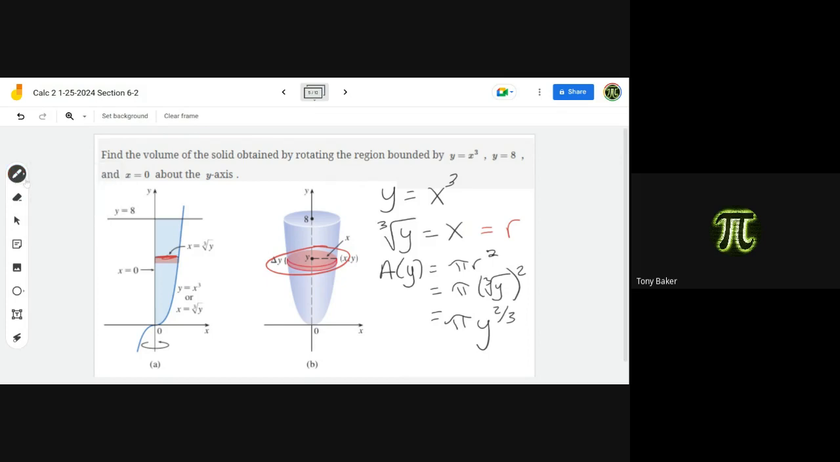Since we're looking in terms of y, we're looking at the y values for my integral. So we're going from 0 to 8. So my integral is from 0 to 8 of pi y to the 2 thirds dy. Okay, flip to another screen to do that out.